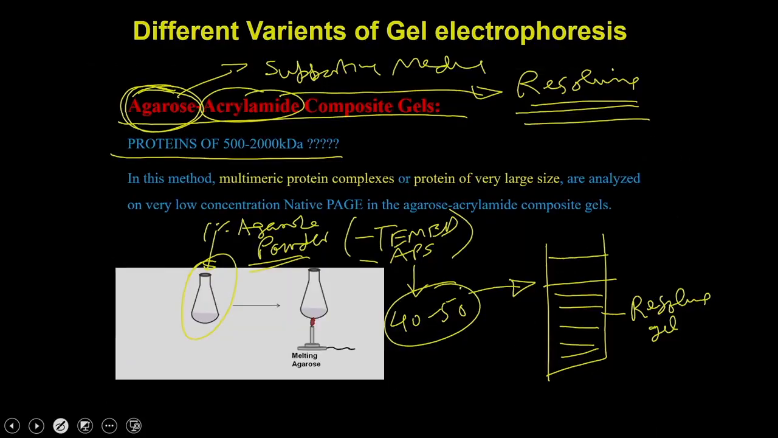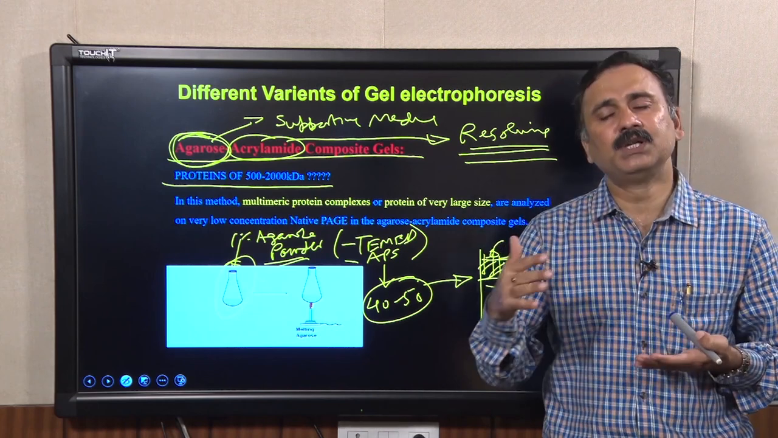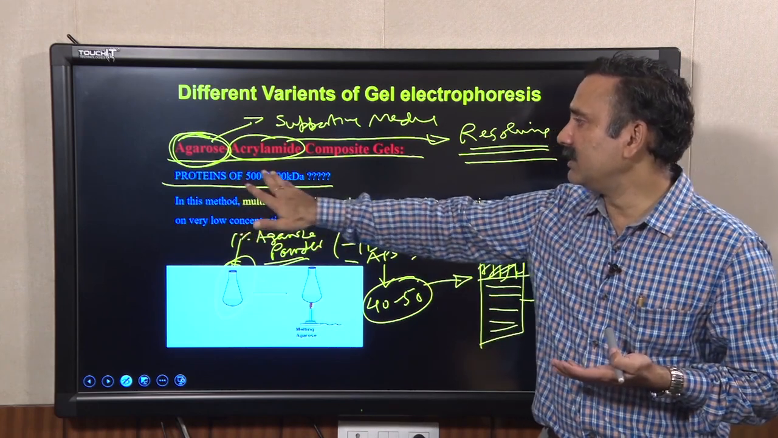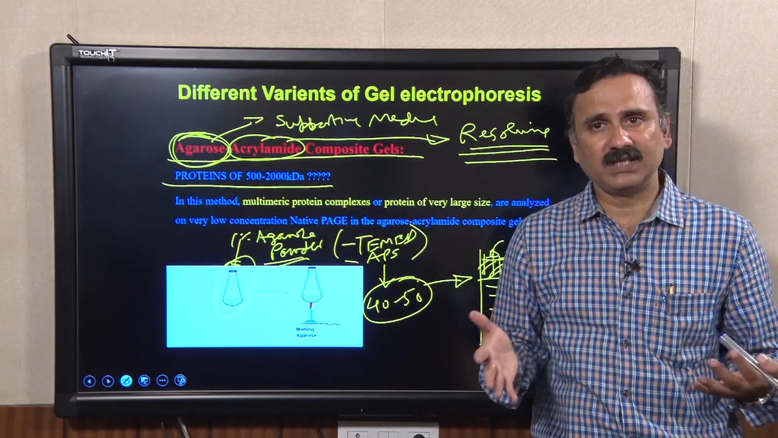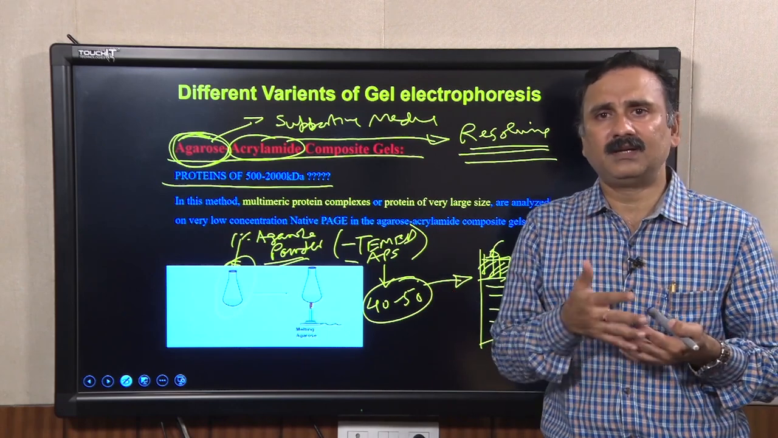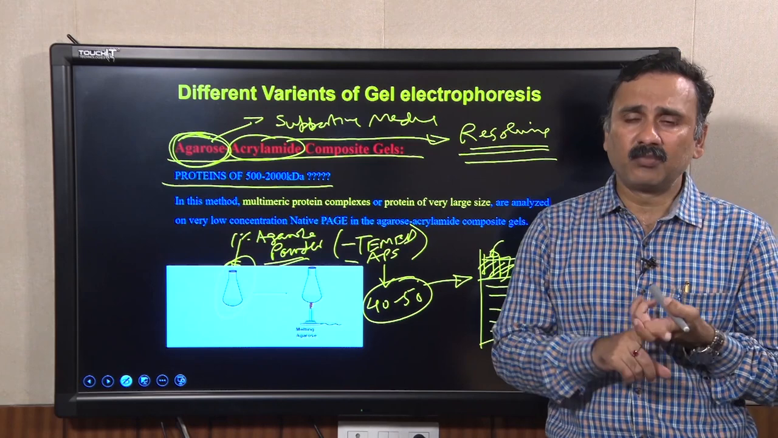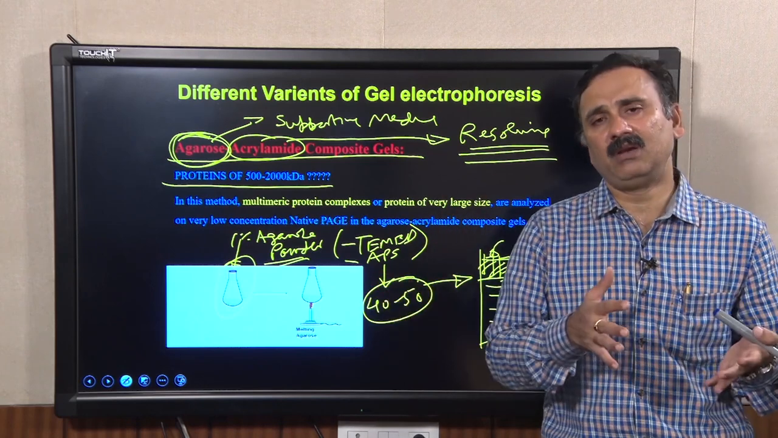Then you again cast the stacking gel, put your comb and prepare the wells, and then you can load the protein samples and resolve as we discussed when we were discussing vertical gel electrophoresis. That gives you the option to resolve proteins of 500 to 2000 kilodalton molecular weight. If you require, you can run SDS-PAGE, or you can run native PAGE, and that is good enough to resolve a single protein of such high molecular weight or multimeric protein complexes.